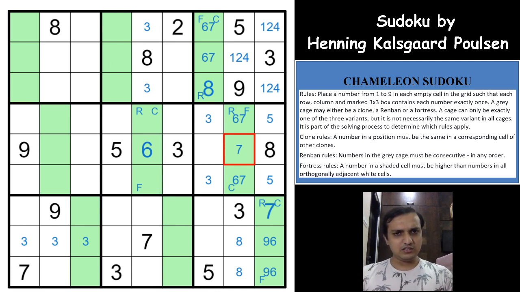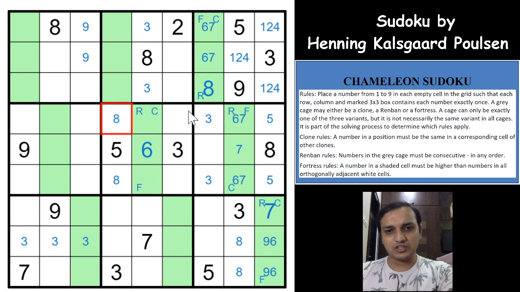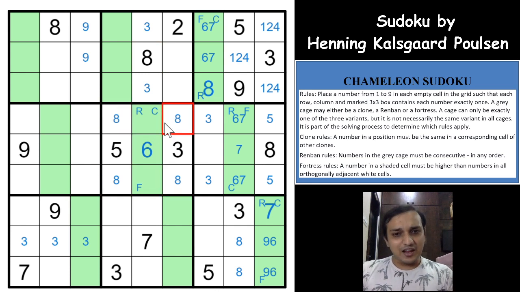If I get anything else, maybe you can mark some more classic rules here, 9 in one of these two cells. Oh, what a logic here, incredible logic and incredible Sudoku, I would say. If you see this region, it cannot have an 8, right? Which means that 8 has to be in one of these 4 cells, exactly. And wherever you have 8, the orthogonal adjacent gray cell, the shaded cell, will have a 9, right? Because of the fortress rule.